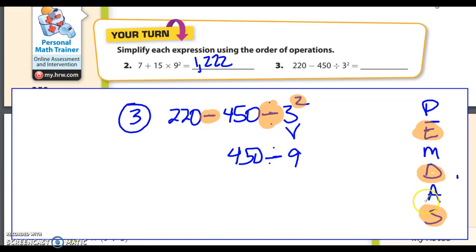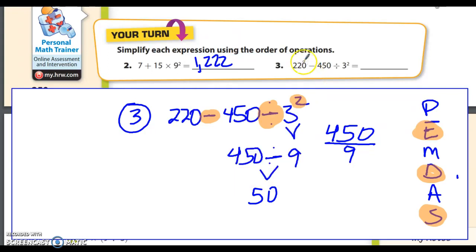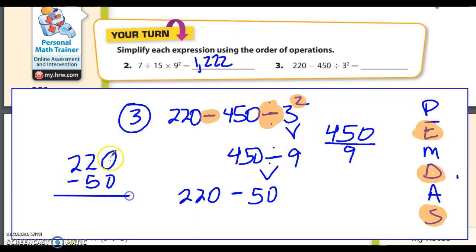And divide comes before subtract, so I'm going to divide now. 450 divided by 9. It's easier than it looks. Does 9 go into 45? It does, 5 times. With the 0 makes it 50. Can you check that? Of course, 450 divided by 9 is 50. Now I've got 220 minus 50. 0 minus 0 is 0. 12 minus 5 is 7, and 1 minus nothing is 1. It's 170. That's the answer. All right, great job. You're done with the first 2 pages of this lesson.